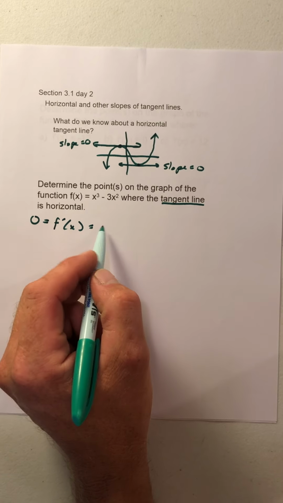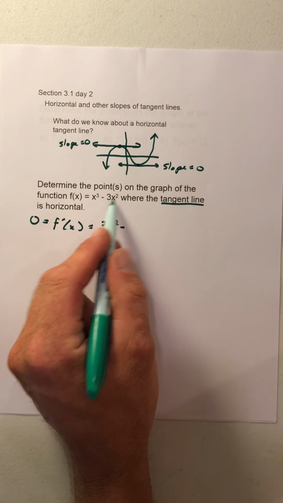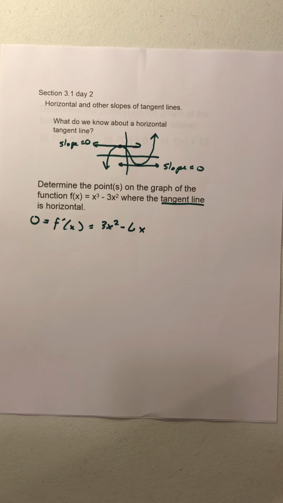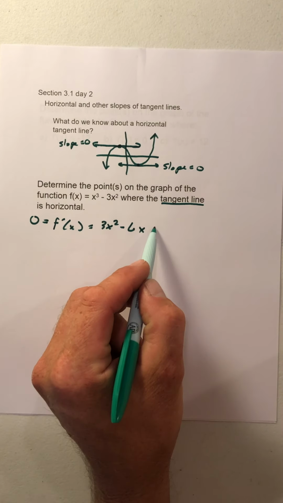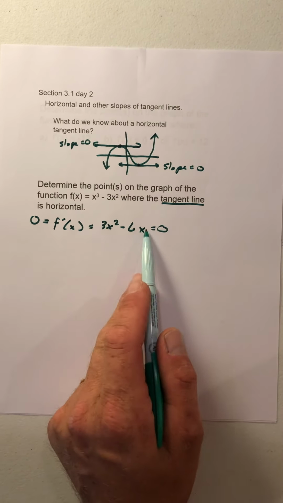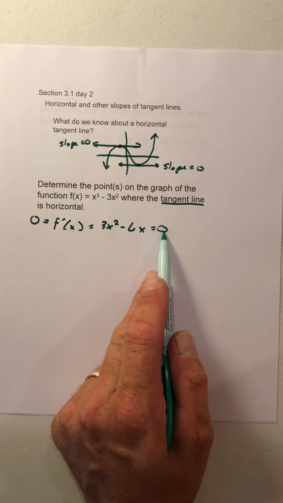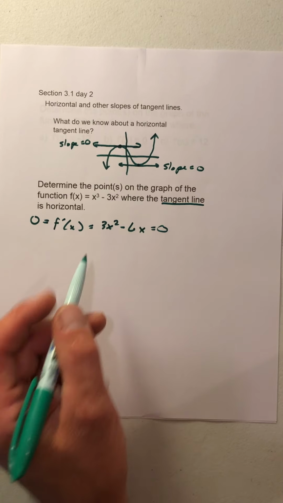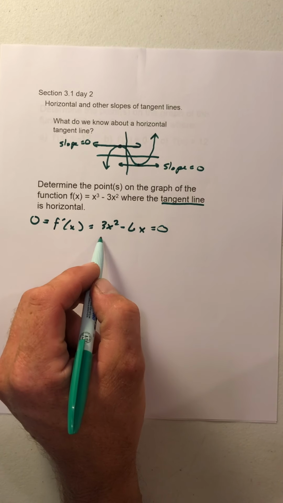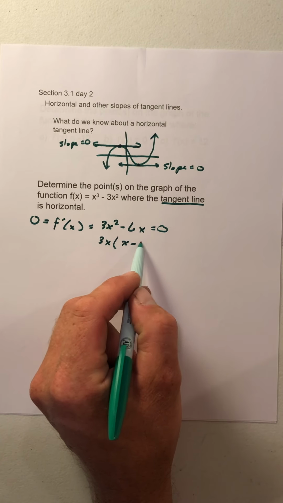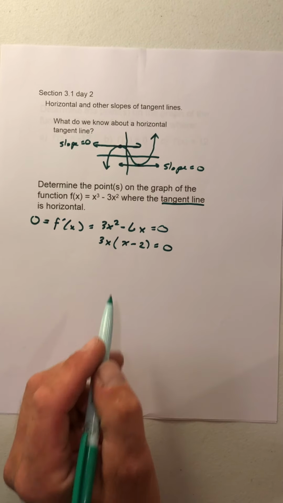So the derivative of x to the third is 3x squared. The derivative of negative 3x squared is negative 6x. So we get the derivative, 3x squared minus 6x. We're going to go ahead and set that equal to 0. We should see that we have a quadratic. To solve a quadratic, it has to be equal to 0. Once it's equal to 0, we can go ahead and factor if we can. In this case, we have a GCF, which is 3x. We end up with 3x times x minus 2 equal to 0.